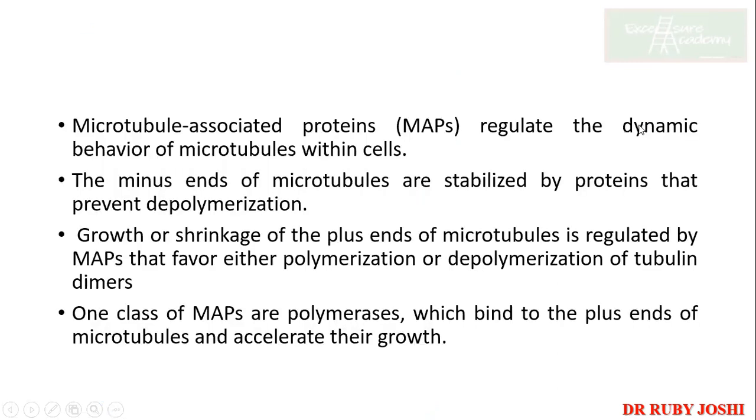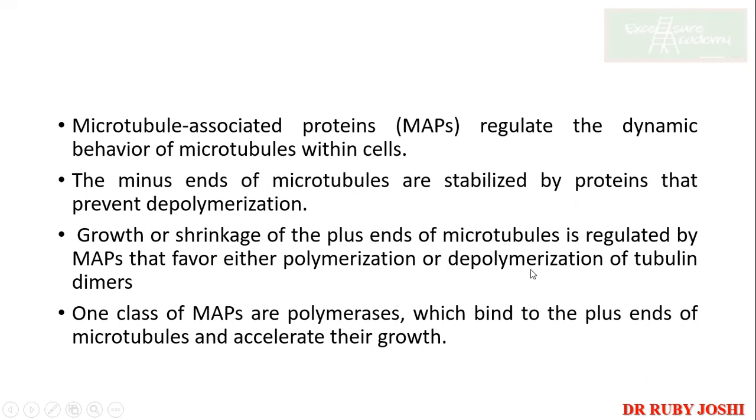Now let's talk about the microtubule associated proteins. They are responsible for regulating the dynamics of the microtubules, like where polymerization should happen and where depolymerization should happen. All of this is decided by the microtubule associated proteins. It is very important to remember them because they are also involved in the cell cycle. Okay, the same proteins we will study again in the cell cycle. So the minus ends of microtubules are stabilized by proteins which prevent depolymerization. Now, the growth or the shrinkage of the plus end of the microtubule is regulated by MAPs, either polymerization or depolymerization of the tubulin dimers.